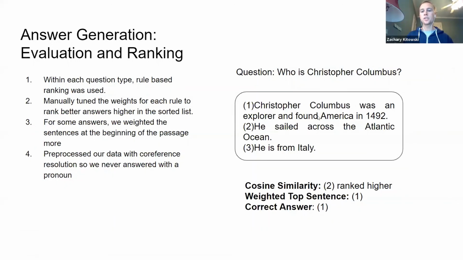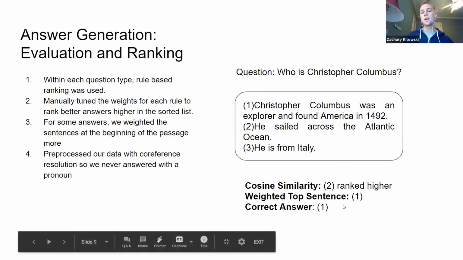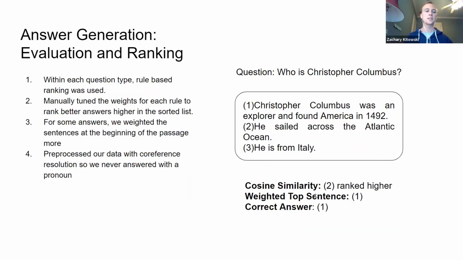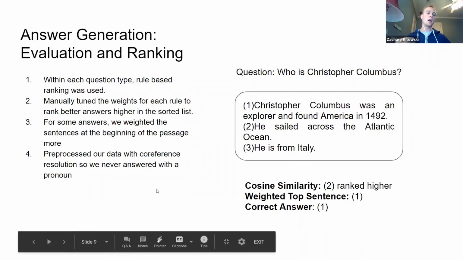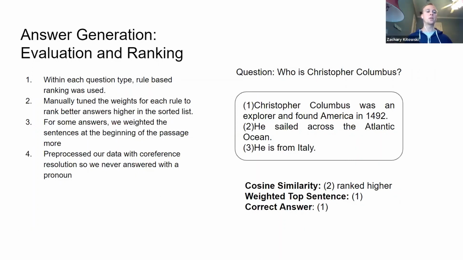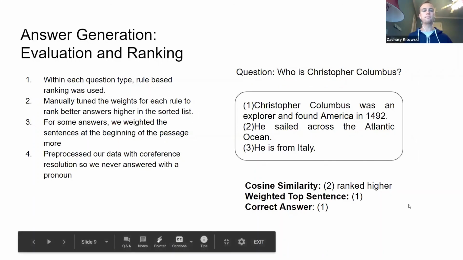As you can see on the right, if we were asked, who is Christopher Columbus? We really want this first sentence because that's kind of our generalizable summary sentence, whereas sometimes the cosine similarity was ranked higher. And so we had to tune that hyperparameter, which we really found to be effective. And then finally, since we pre-processed our data with co-reference resolution, we never answered a question with a pronoun.